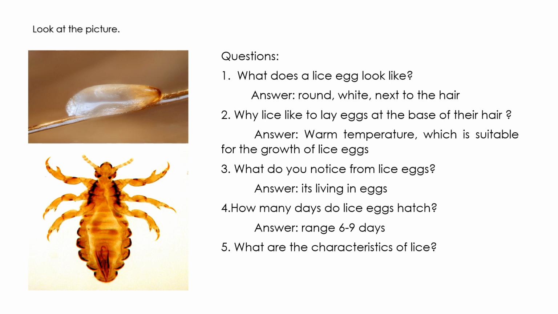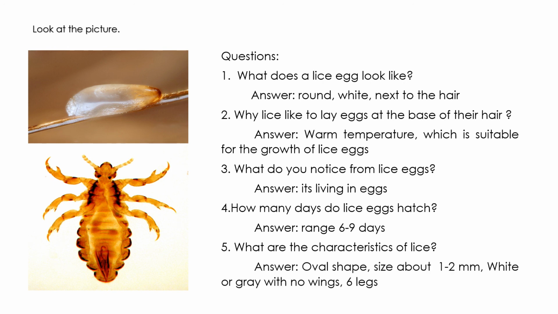Okay, question number five. What are the characteristics of lice? Anybody from the class who can answer? Very good. Lice are oval shape, size about 1 to 2 millimeter. White or gray with no wings. Okay, wingless, that is no wings. What else? 6 legs. Very good. Lice have 6 legs.